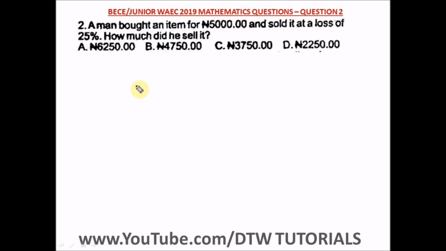Question 2 of the BECE Junior WAEC 2019 mathematics past question. It says a man bought an item for 5,000 naira and sold it at a loss of 25%. How much did he sell it? Okay, he bought an item, so this is our cost price. Cost price is equal to 5,000 naira.